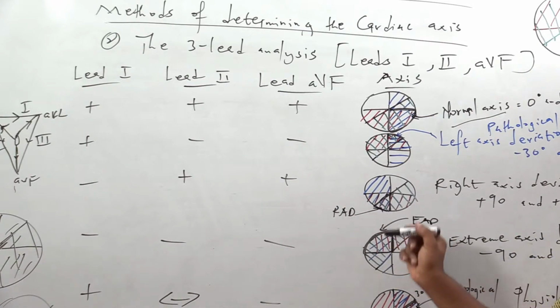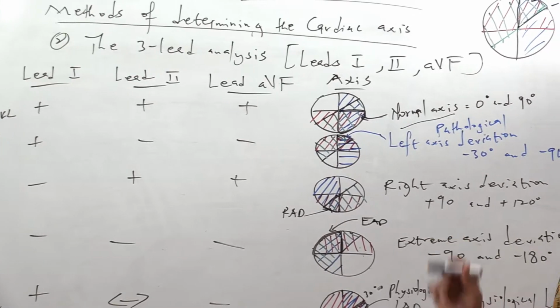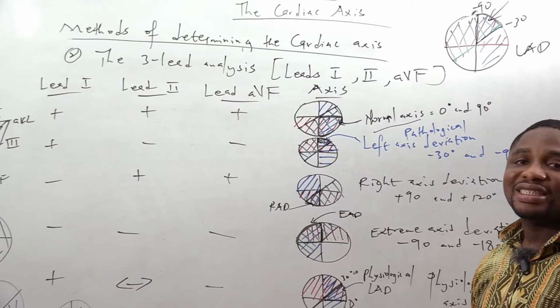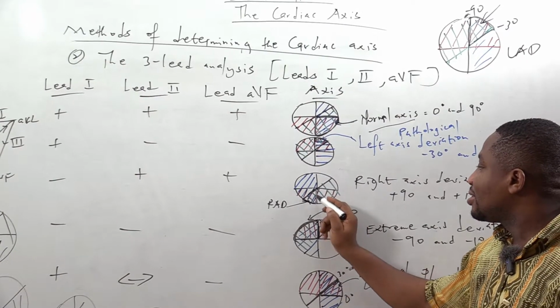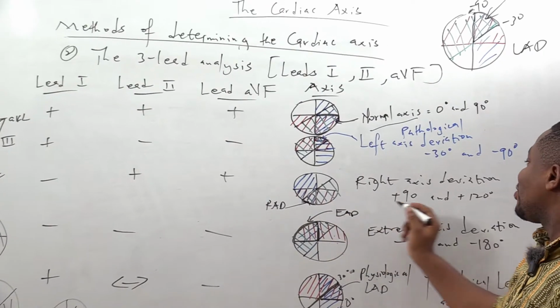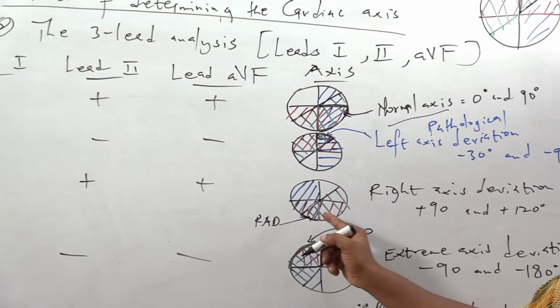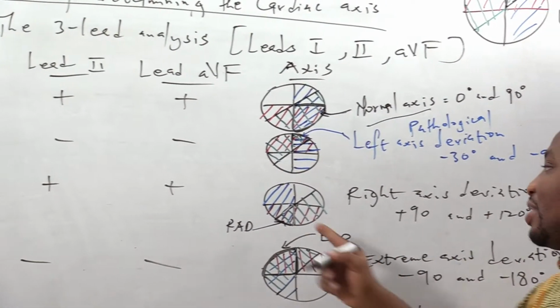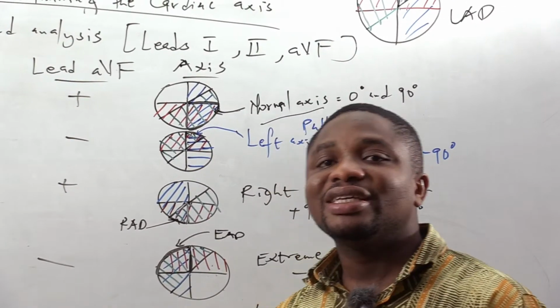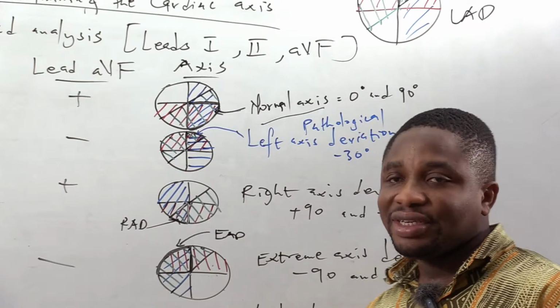And if you are shading the bottom aspect, ask yourself, in which area of the circle are you going to have the 3 shades merging? And you can see it is here. You have green, red, blue. And if you look at that angle, that will give minus 95. This angle will give you plus 90 and plus 180. And it falls within the zone of the right axis deviation, making it a right axis deviation.